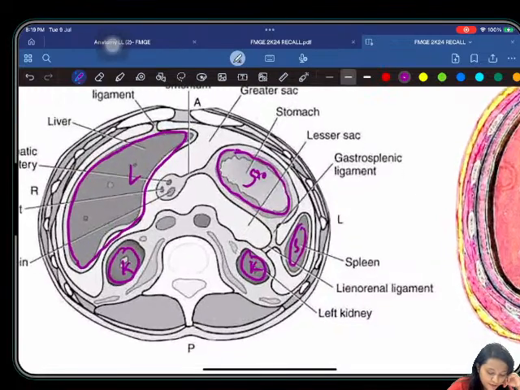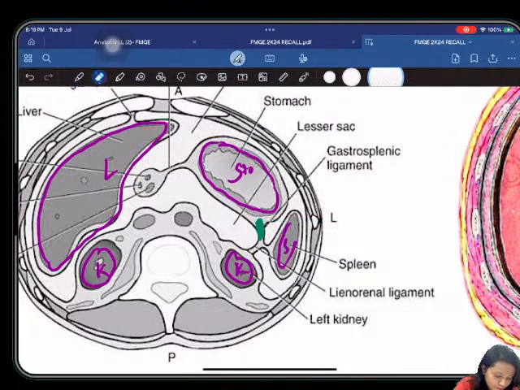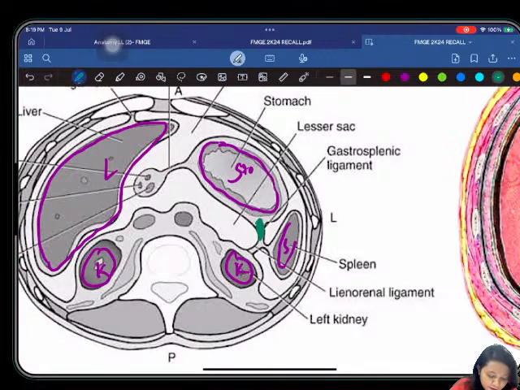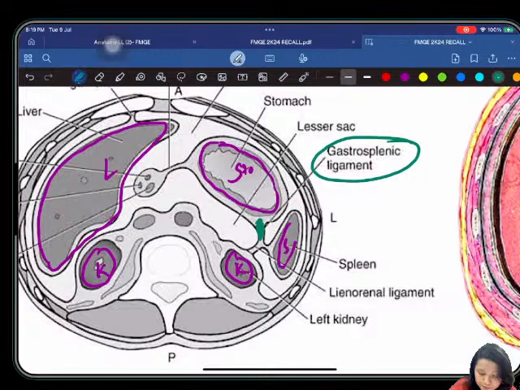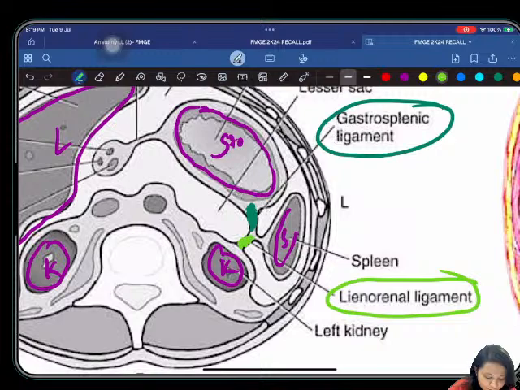Now there are two ligaments attached to the spleen. Mark with the green color the one going towards the stomach: this is the gastrosplenic ligament. And the one going towards the kidney, in light green, is the lienorenal ligament. So if you see a connection from the spleen to the kidney and they have given the pointer on that, it is the lienorenal ligament.